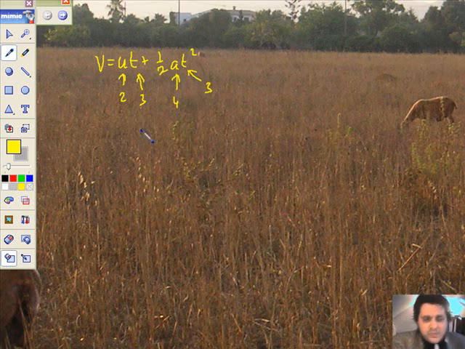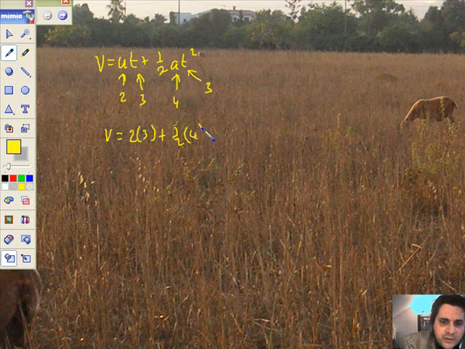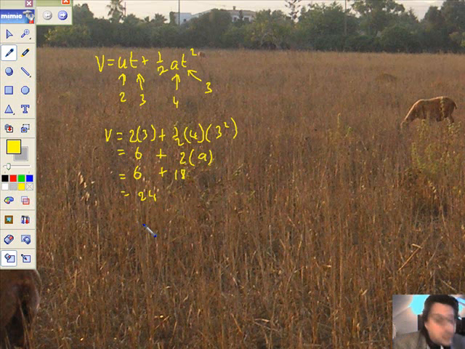Merely substituting into a formula. So I'm going to do what it says. v equals 2 lots of 3 plus a half of 4 times 3 squared. Tidy up a little bit. 2 3s is 6. Half of 4 is 2. 3 squared is 9 altogether. 6 plus 2 9s are 18 gives us 24. So 24 meters per second squared, presumably.